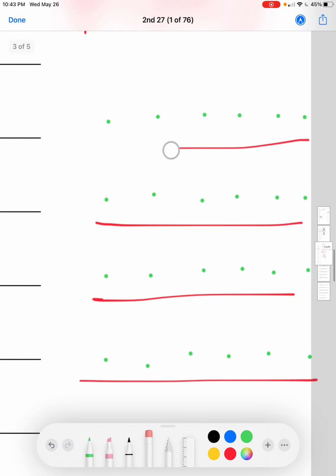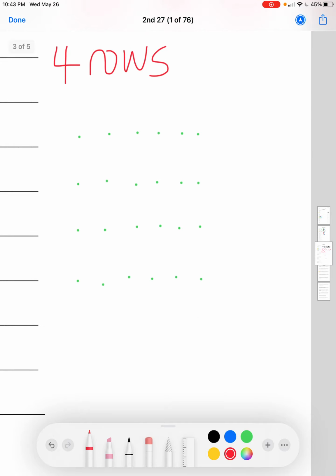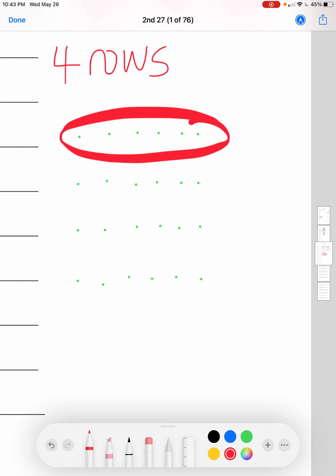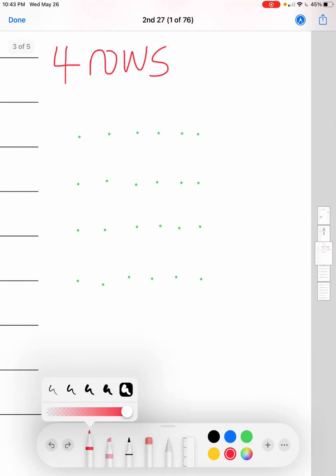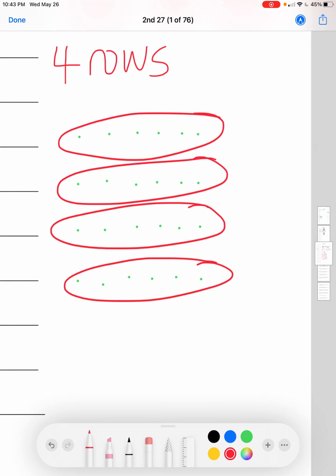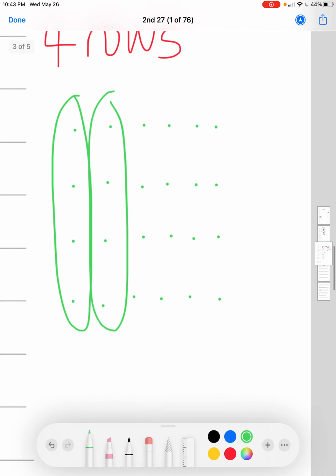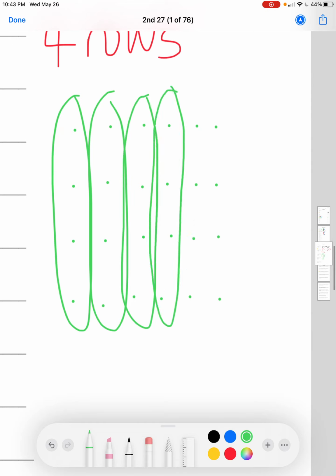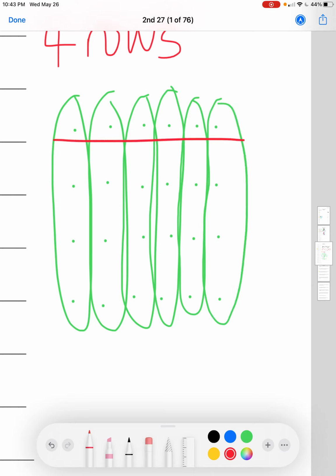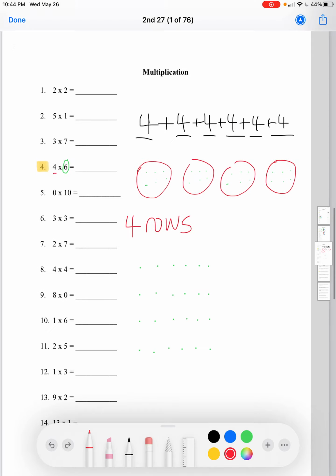Now let's erase these red lines. Now if you look here, we have 4 rows, which means horizontal lines. We have 1, 2, 3, 4. And then if we look at the columns, we have 1, 2, 3, 4, 5, 6. And each column has 4 in it. So that's basically one way you could do it, and then you can just count it all up. Whichever way is the easiest for you.